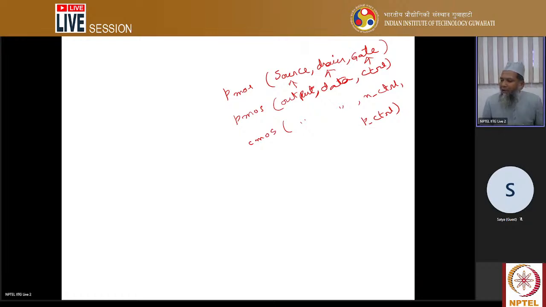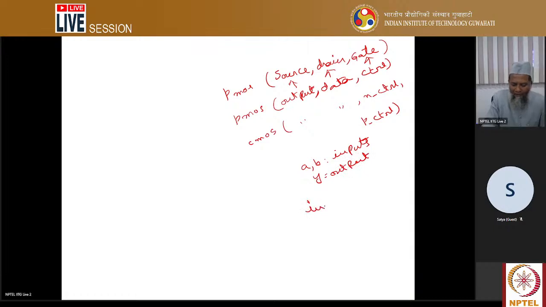In gate level modeling, how does the compiler know? We have to define the ports as input or output ports. For example, if you have A, B as inputs and Y as the output, then you have to define the port declaration: input A comma B, output Y. Then the compiler will take A, B as the inputs and Y as the output.